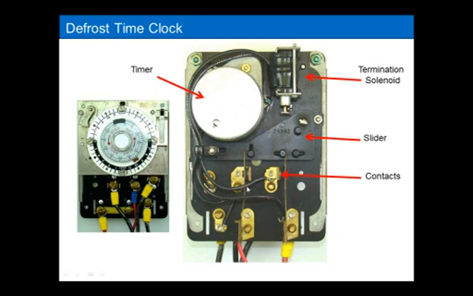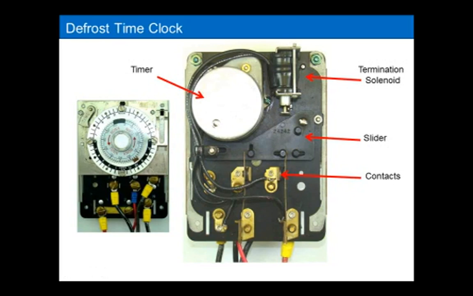Now what actually controls these contacts is this slider right here. The gears behind this time clock, when it goes into a defrost mode, the slider is going to move. And that slider is going to make the contacts for defrost and open the contacts for refrigeration. And then when the timer says terminate, the contacts for refrigeration are going to be made and the heater contacts are going to be broken. That's all done by the slider moving back and forth, and the slider is controlled by the gearing behind this time clock.